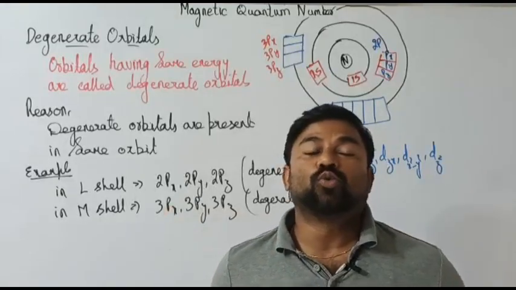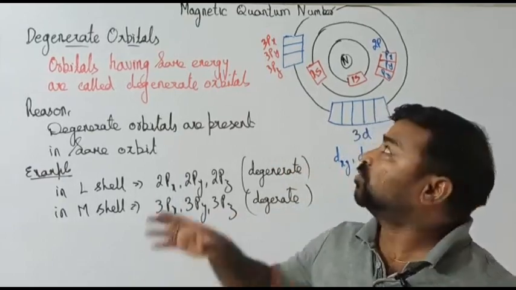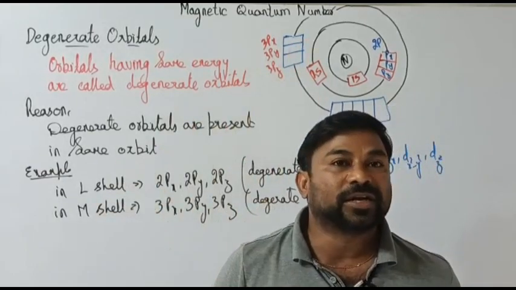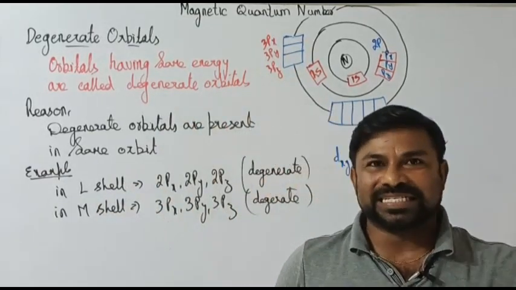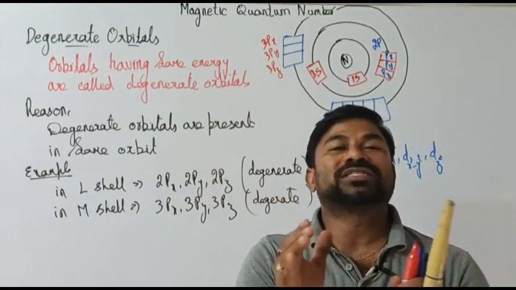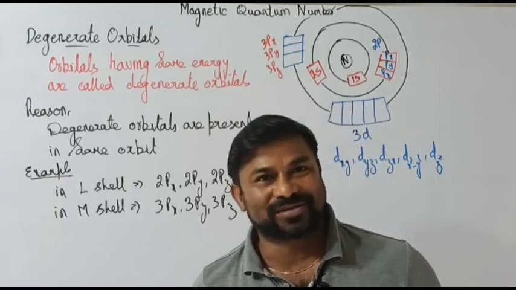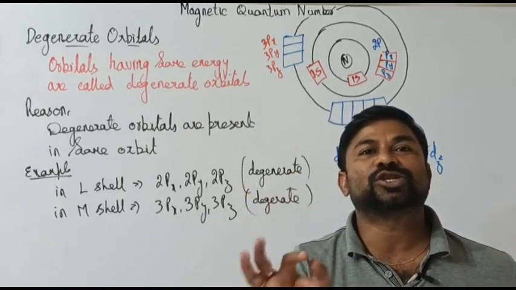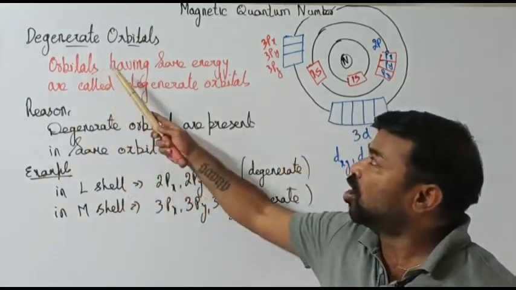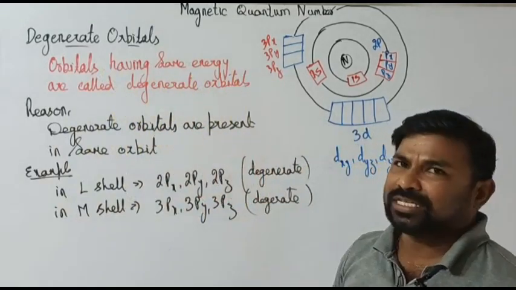Let's come back to one of the important topics of the magnetic quantum number, the degenerate orbitals. So what are these degenerate orbitals? Orbitals having the same energy are called degenerate orbitals.